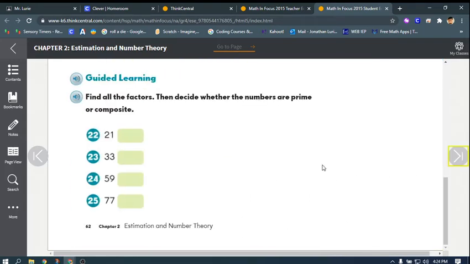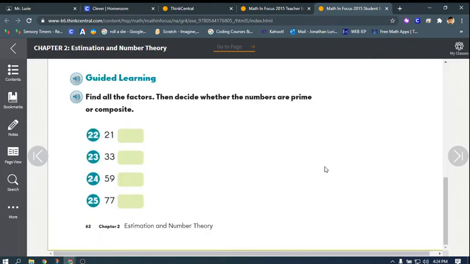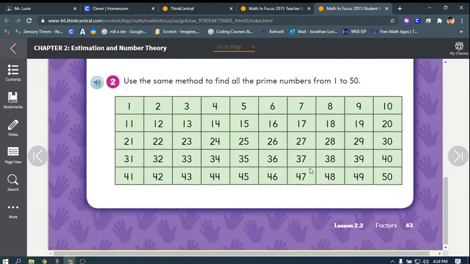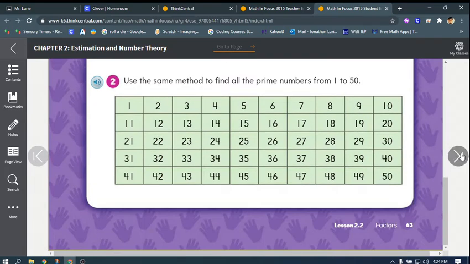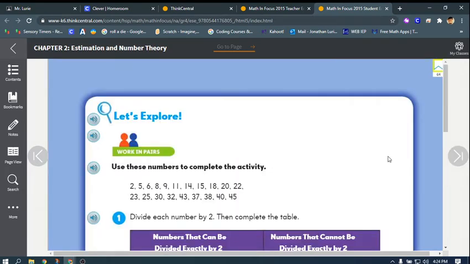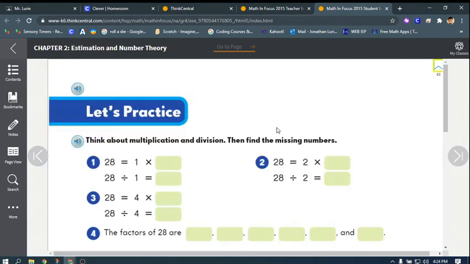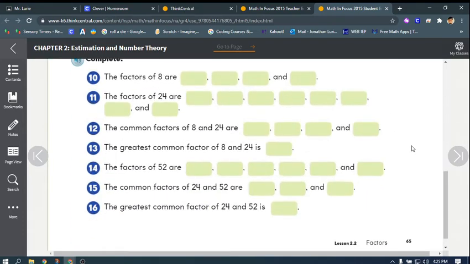GCF. That'll be the next video, GCF. And prime and composite. Yikes, what a monster of a lesson. We'll get to that also. And a hands-on activity. Ooh, that sounds like homework. Ooh, is this the sieve of Eratosthenes? Yes, it is. My favorite. The sieve of Eratosthenes. And then a let's explore. This is one monster of a lesson. And then let's practice. Oy, you've got a lot of homework tonight.